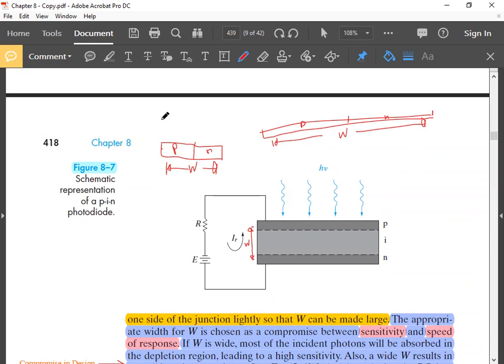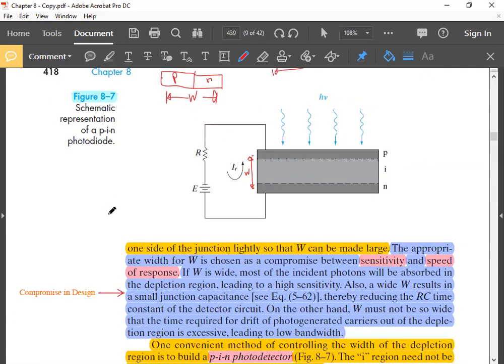This is connected to a resistor and a battery, if you remember. So in that circuit, there is an associated RC time delay. R is there, and junction capacitance is there. So if the capacitance is small, the RC delay is smaller. That is also a good thing for the detector circuit. So large W is good in terms of sensitivity and in terms of RC delay.